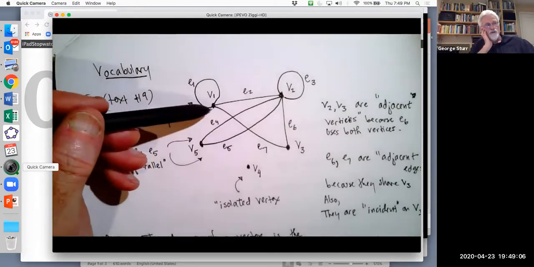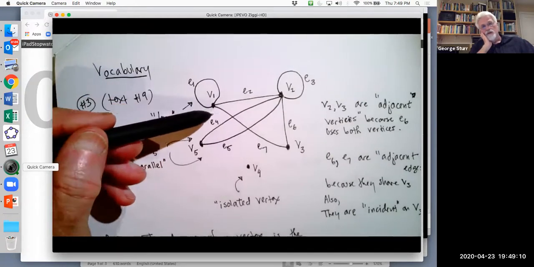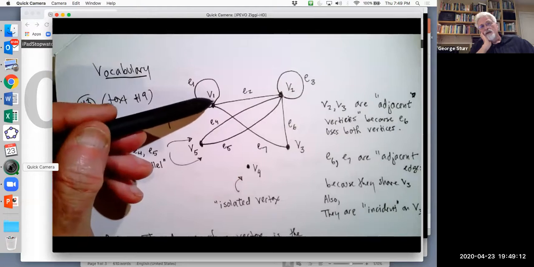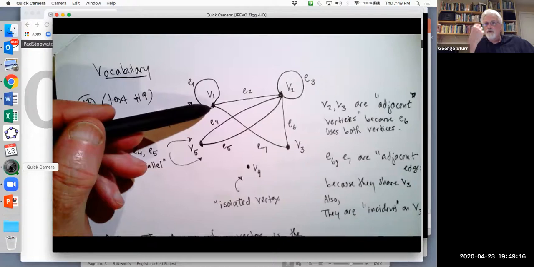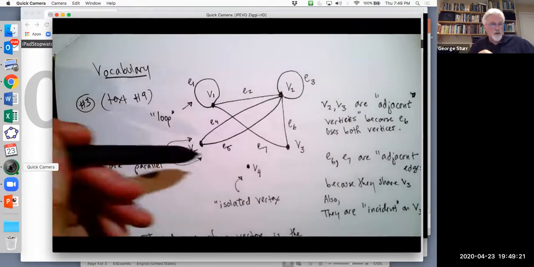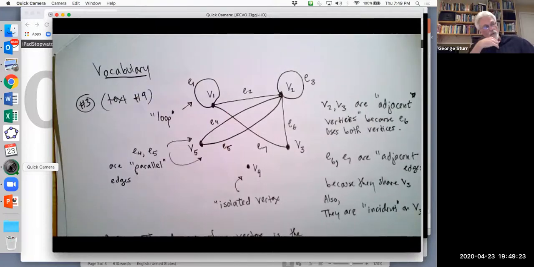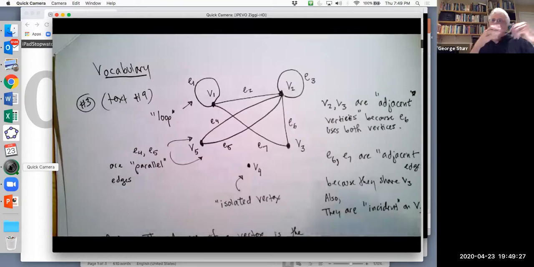What's the degree of V1? 1, 2, 3, and actually 4. Loops will count as degree 2. Then you can talk about what's the total degree of your graph. What's the degree of V4? 0, etc. And we'll develop some theorems about degrees and all of that.